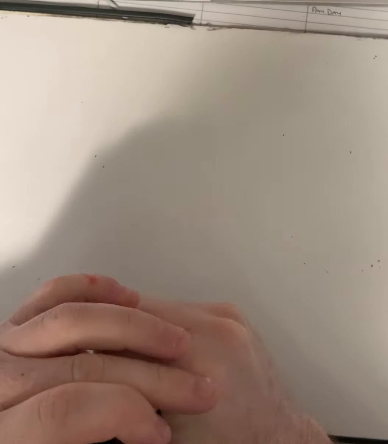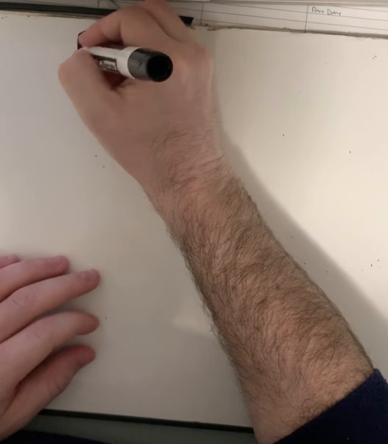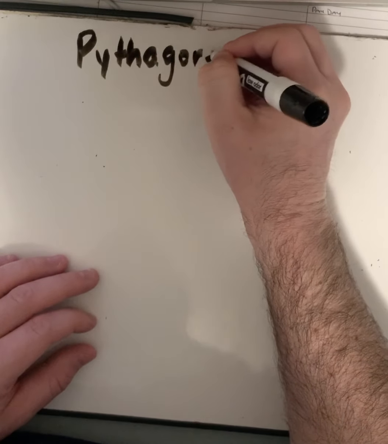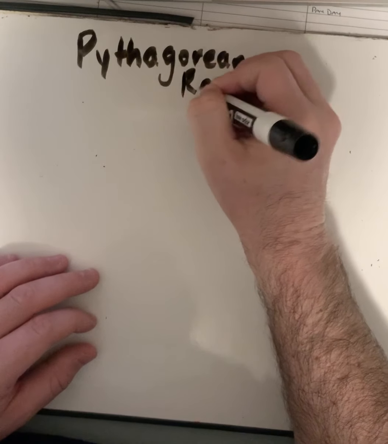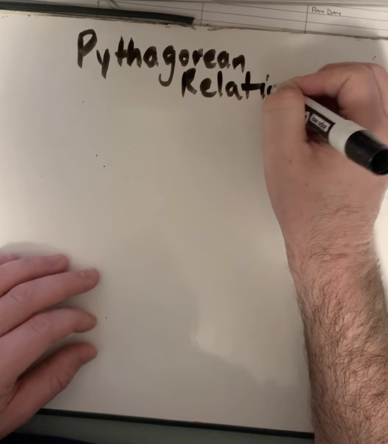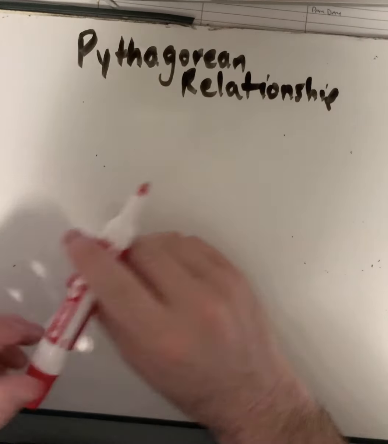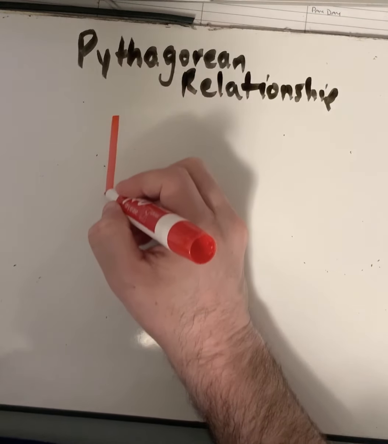We're going to be starting off with an introduction to what we like to call the Pythagorean theorem, or for our lesson today, we're going to be talking about the Pythagorean relationship. And what the Pythagorean relationship looks at is it deals with right angle triangles.